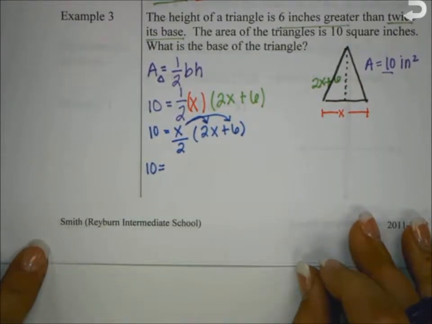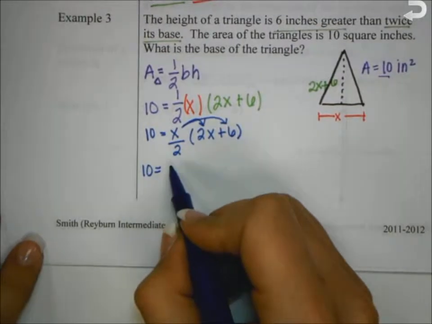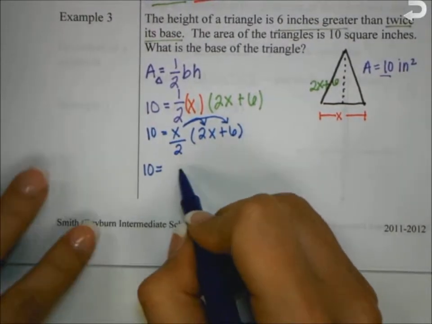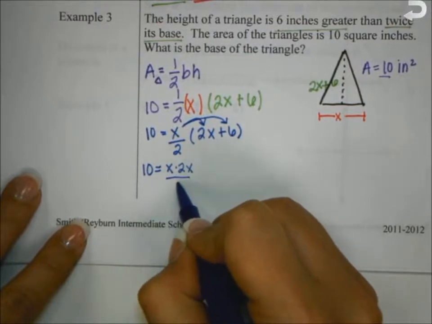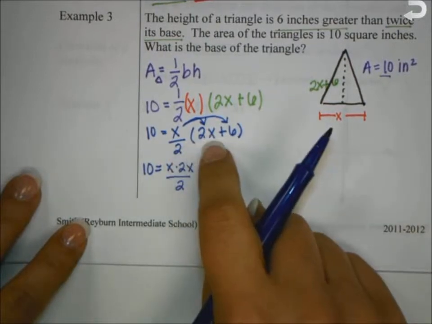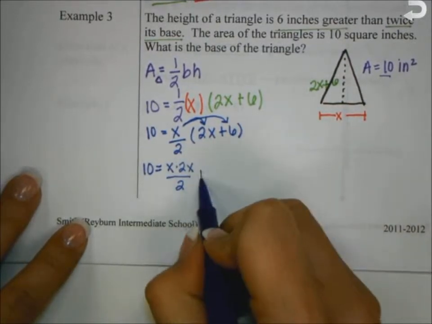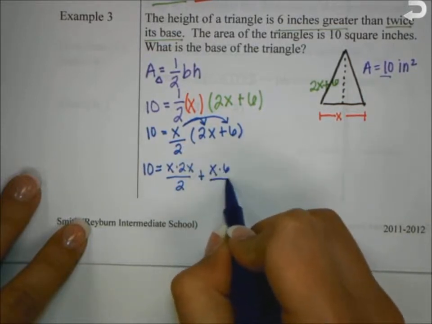So you know what I'm going to do here? I'm going to just rewrite it all first. x times 2x divided by 2. Is everybody okay with that? Yes. We just multiplied. Plus what? x times 6 divided by 2. Is everybody okay with this step?